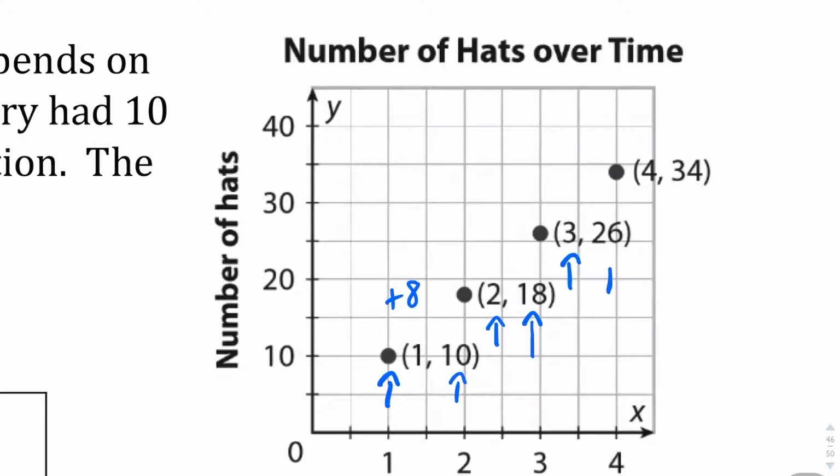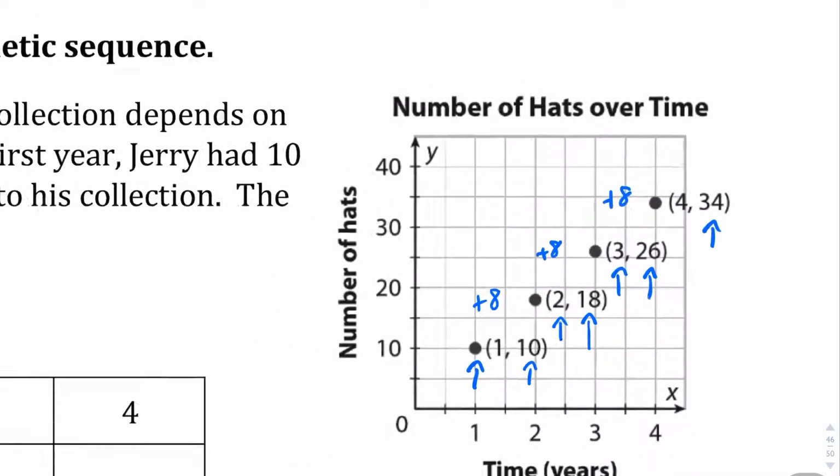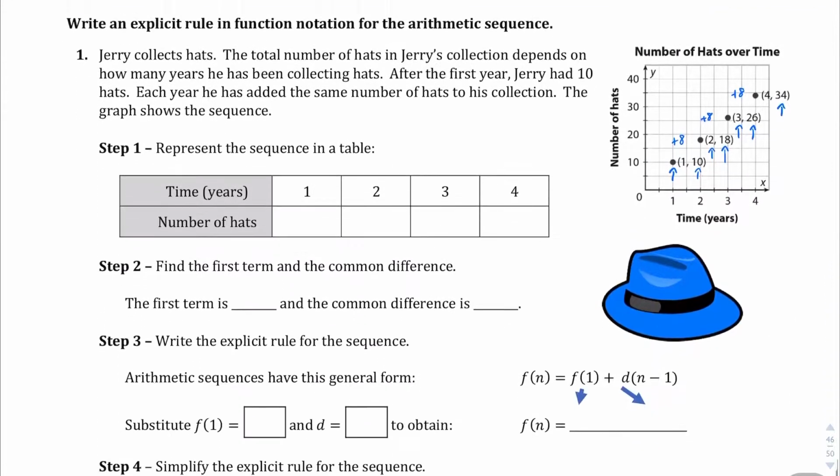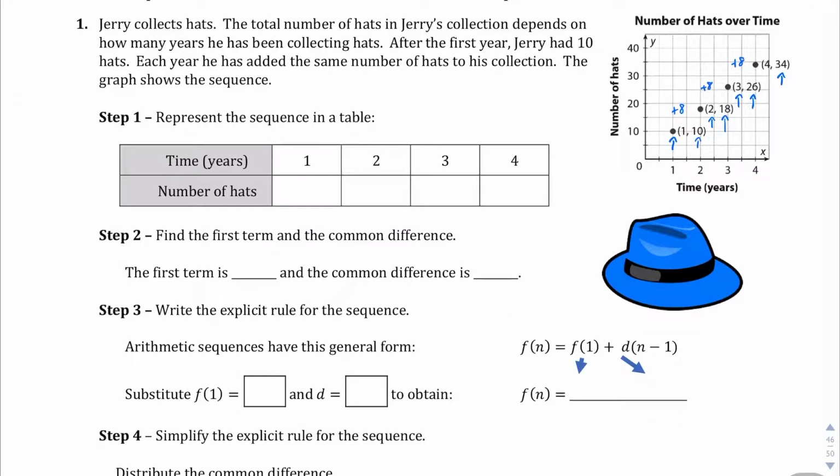Yes, in year 3 he has 26, which is 18 plus 8 does equal 26. And then the same thing is true of year 4. 26 plus 8 does equal 34. So if we represent that sequence in a table, the first year he has 10 hats. And then the second year he has 8 more, which is 18. The third year he has 8 more than that, which is 26. And lastly, fourth year he has 34, and those values should be the same as the ones in the graph.